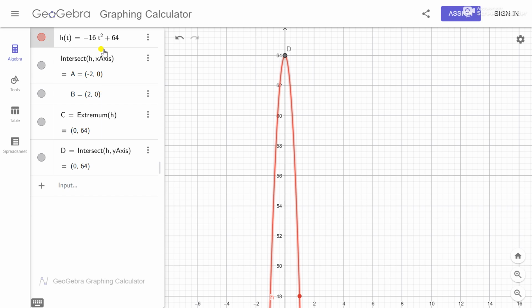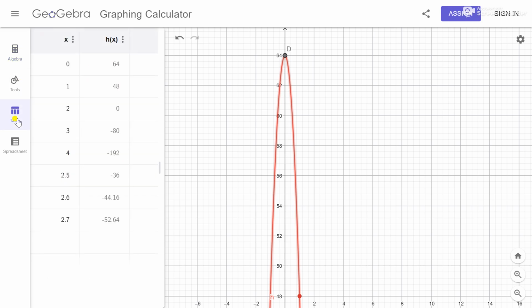It doesn't want to let me go back to the table, and I don't know what all this is. There's intersects. Okay. Wow, I didn't mean to do that. Can we go to the table here? Okay, we can.